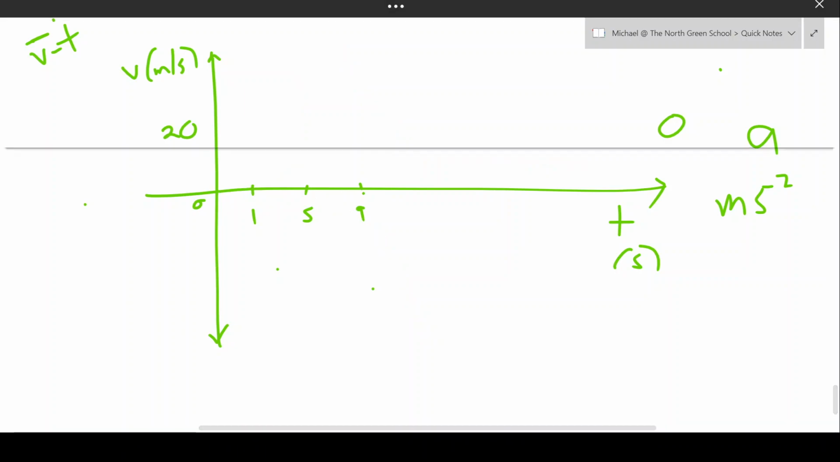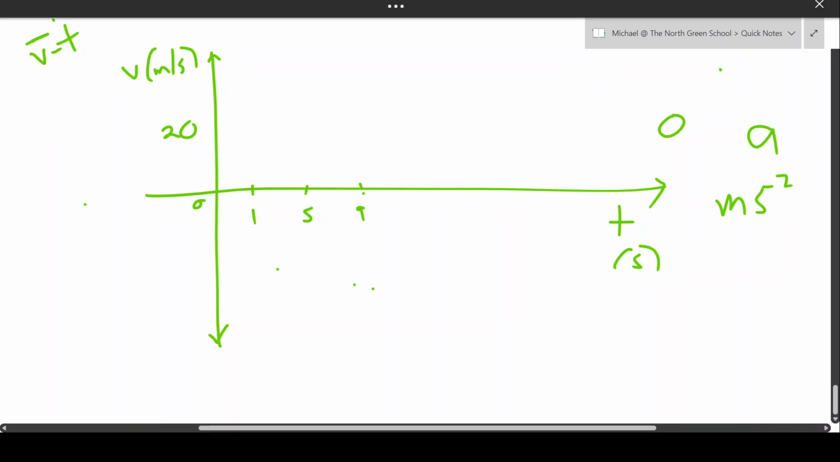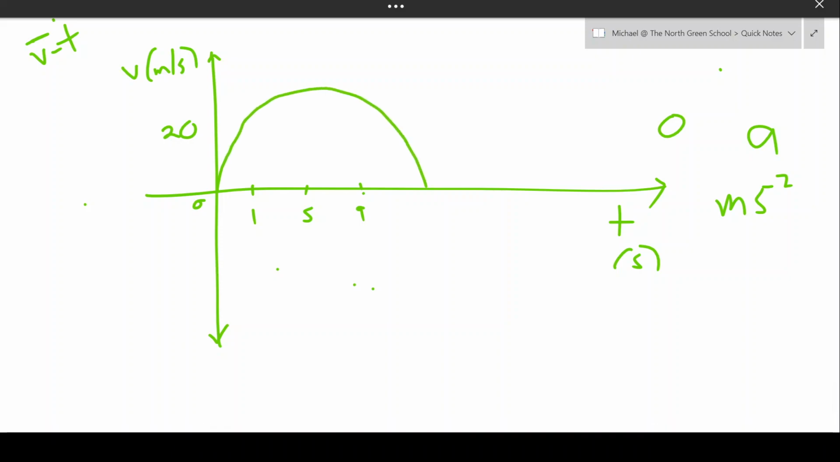Then the second most important thing to understand, unlike the displacement time graph, is that there is some information here that is kept in the area underneath the graph.